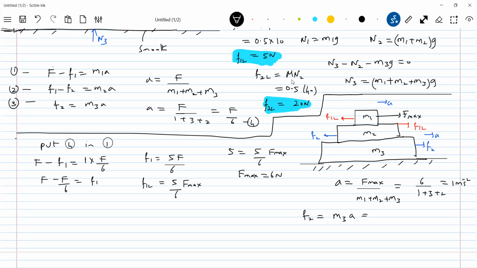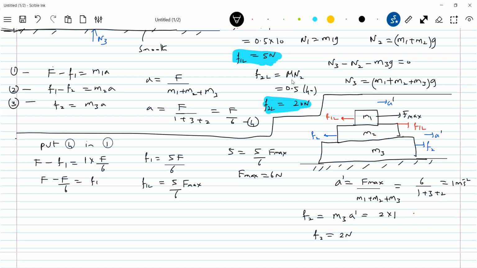This A, I'll call it A dash, because some of you will confuse it with that A. Now what is the value of A dash? What is the value of M3? 2, no? What is the acceleration A dash? 1. Look at now, I am getting 2 Newton.